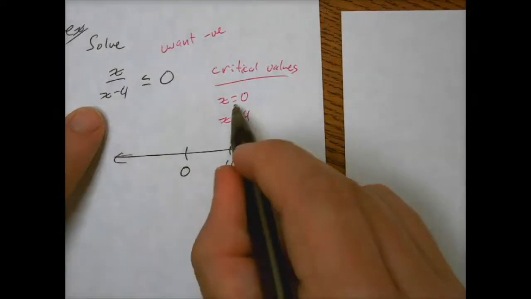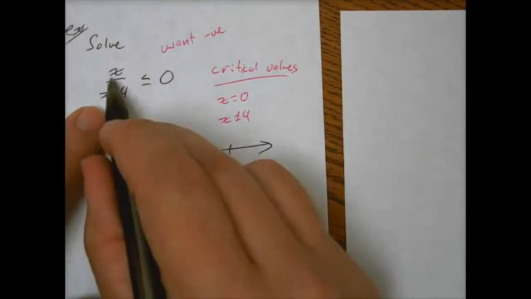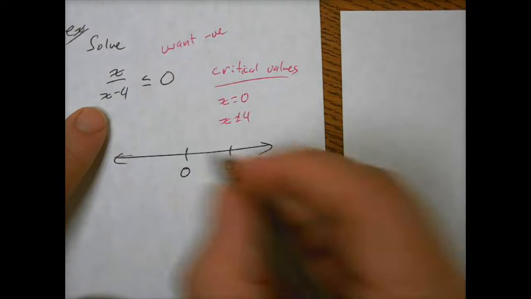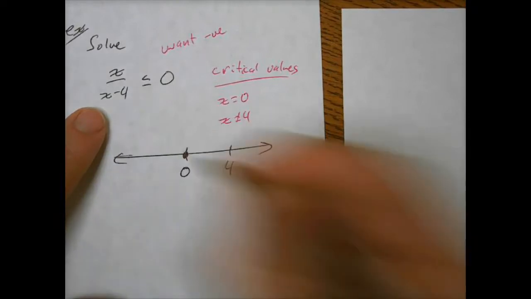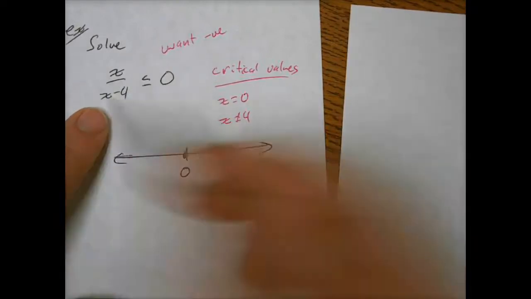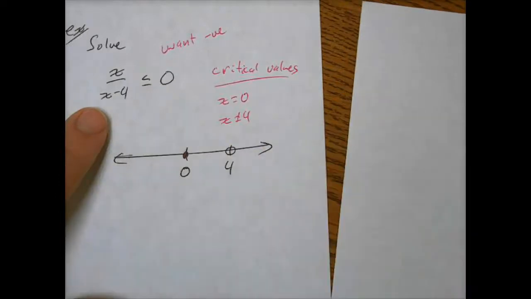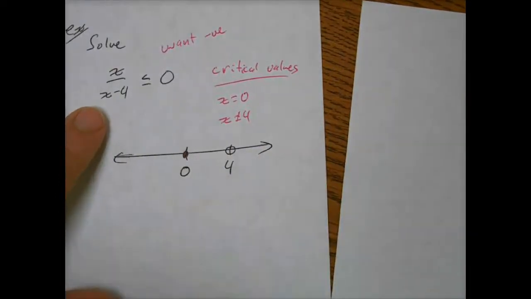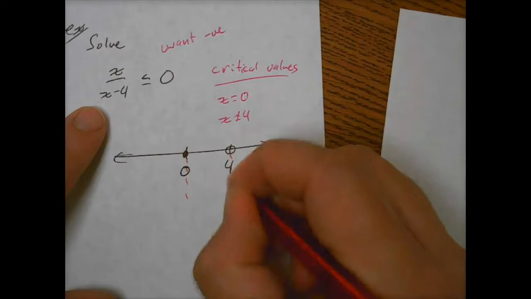Now in this case, 0 is a solution. It's when the whole equation would equal 0. So I can have that value. 4, we'd be dividing by 0, so that is not possible. So I need to check around these numbers, and I want negative solutions.